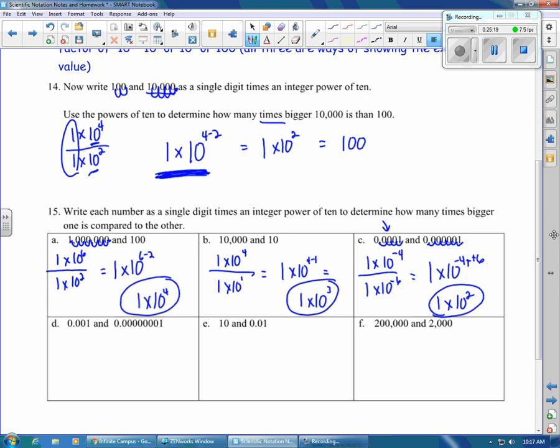What I'd like you to do is try to do D, E, and F on your own. And then when we come back together, I'll put the correct answers up here and you can just make sure that you came up with the correct answer. But it's the same thing, except F, you're going to be doing 2 times 10 to some power instead of 1 times 10. You're still dividing, so go ahead and pause the video, work those out, and then come back to check your work.